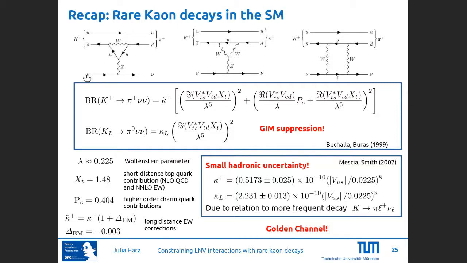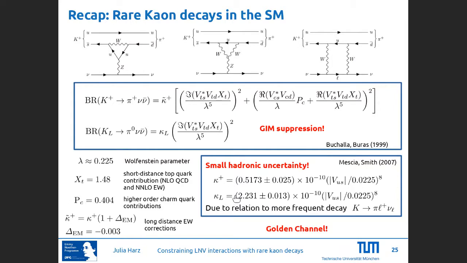And now why are the K plus to pi plus and two neutrinos especially interesting? It's so interesting because especially in these processes, one can reduce the hadronic uncertainties extremely well. This is also why they are called the golden channels. Why is this the case? What one can do, and this was for example pointed out by Mescia and Smith in 2007, is that we can relate the K plus and the K long to the mixing in the CKM matrix. And this part here includes the nuclear form factor.